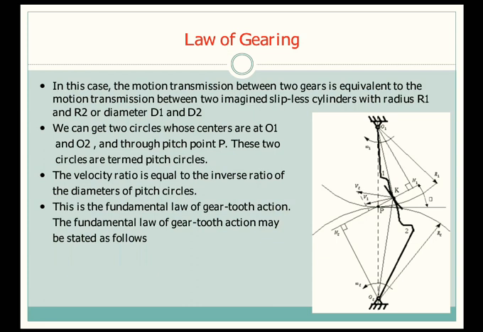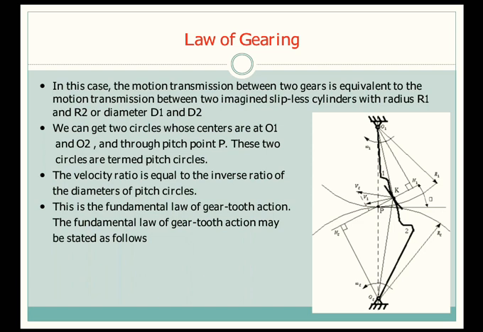In this case, the motion transmission between the two gears is equivalent to the motion transmission between two imagined slipless cylinders with radius R1 and R2 or diameter D1 and D2. We can get two circles whose centers are at O1 and O2 and which pass through the pitch point P. These two circles are termed pitch circles. The velocity ratio is equal to the inverse ratio of the diameters of the pitch circles. This is the fundamental law of gear tooth action.